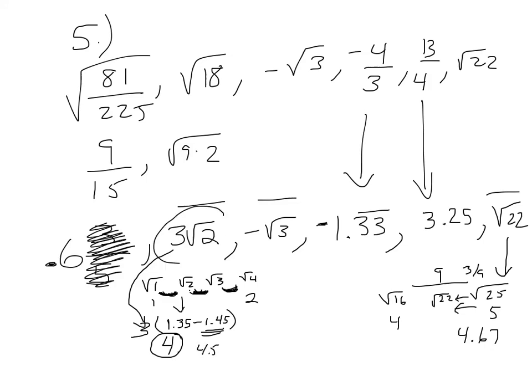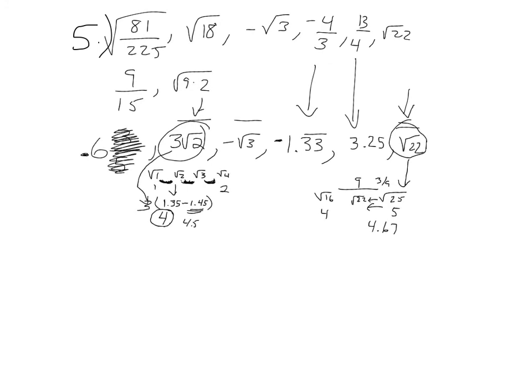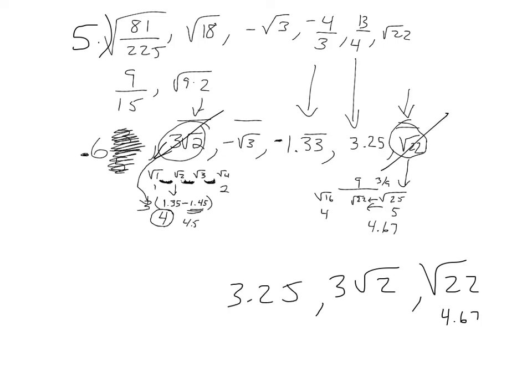So looking at this one as it relates to this one, it looks like this one here is the biggest. And if it's bigger than this one, it's the biggest out of them all. Let's shrink this down a bit, and let's crown the grand champion as the square root of 22, because that's approximately equal to 4.67. Closely behind it is 3 times square root of 2. Looks like 3.25 comes in third place, going from biggest to smallest now. And then 0.6, of course.